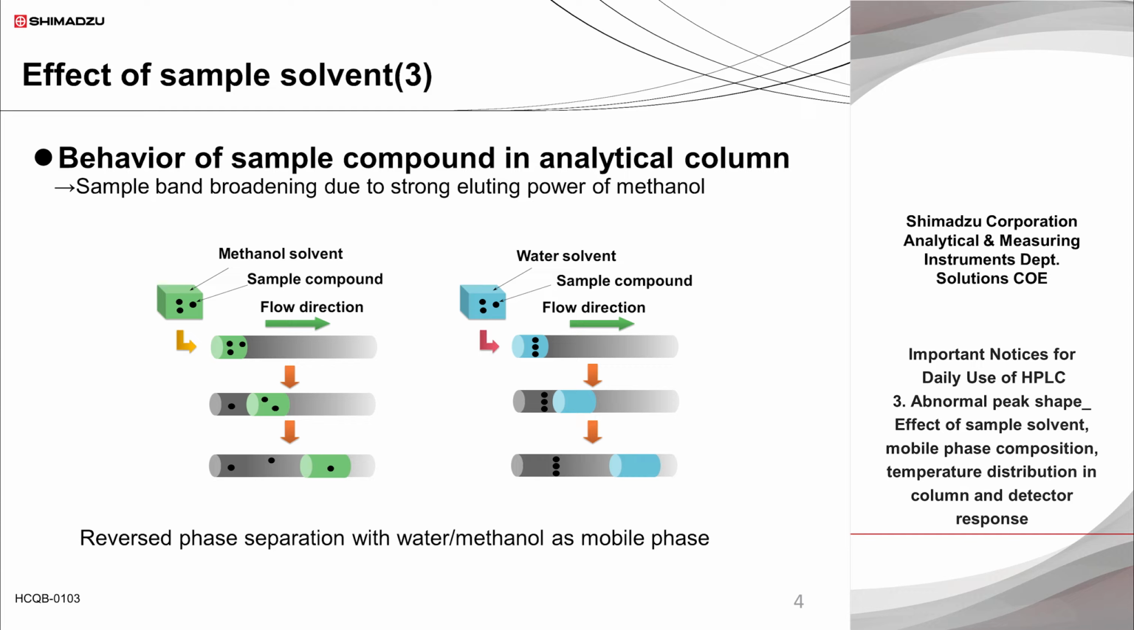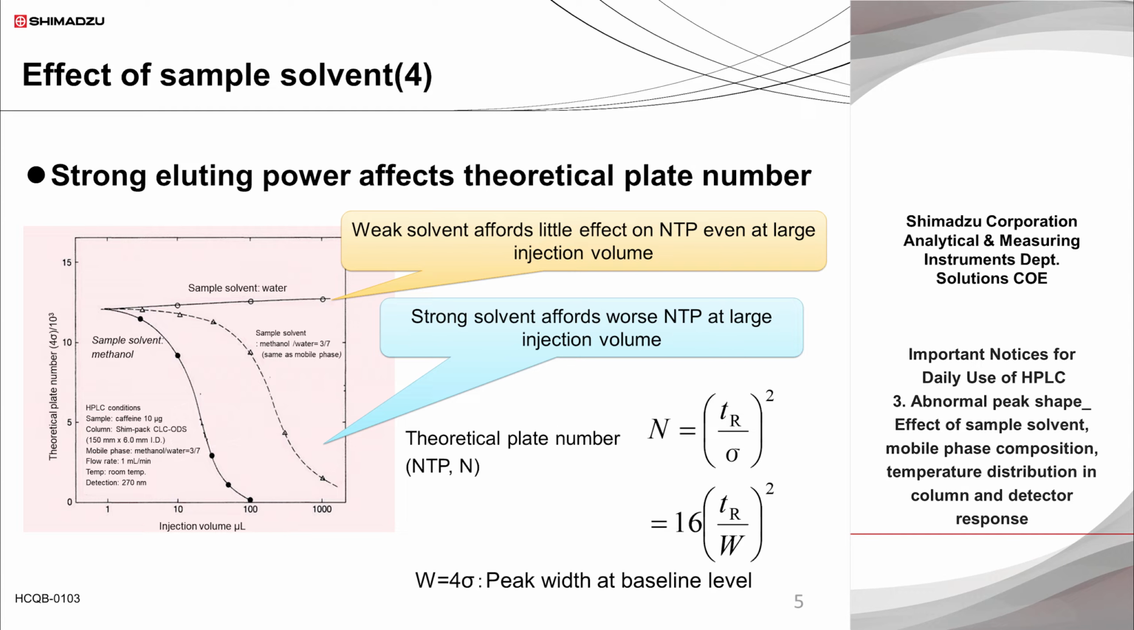In contrast, when the sample solvent is water as shown on the right, the elution power of the sample solvent is less than that of the mobile phase, so the sample band broadening caused by the eluting power of the sample solvent is completely suppressed. As a result, sharp peak shape derived from the narrow sample band is obtained. Let's look at the actual effect of the sample solvent on peak shape deterioration.